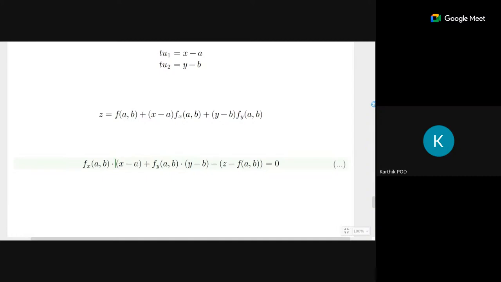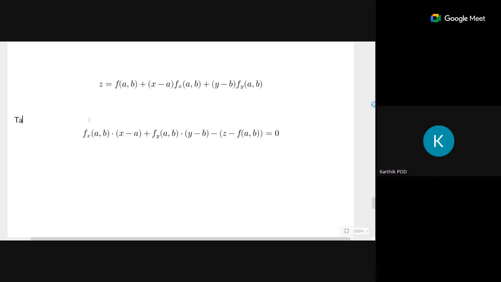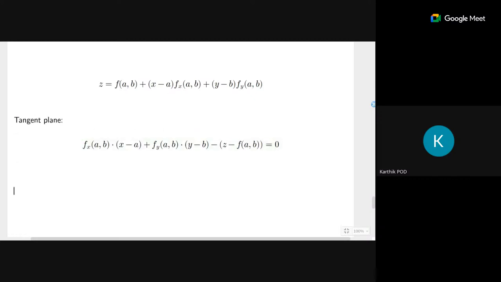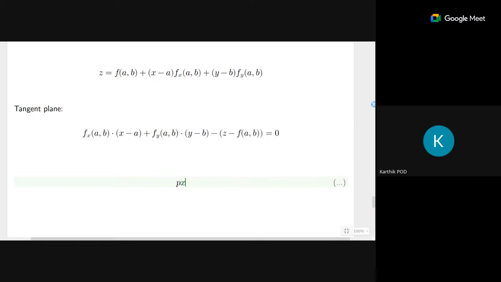Perhaps you may have to memorize this, but it's again not too hard. If you notice this, this is what we call a tangent plane. This is first of all a plane because it is of the form, I'm not going to use ABC because AB are already there, so let's say PQR: Px plus Qy plus Rz equal to some W. So this is actually a plane.